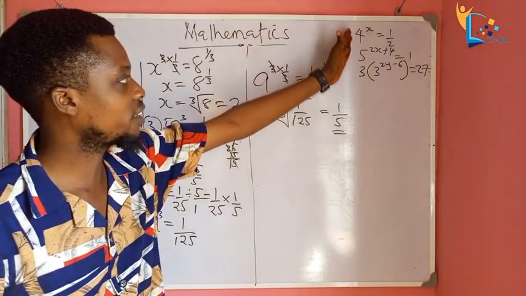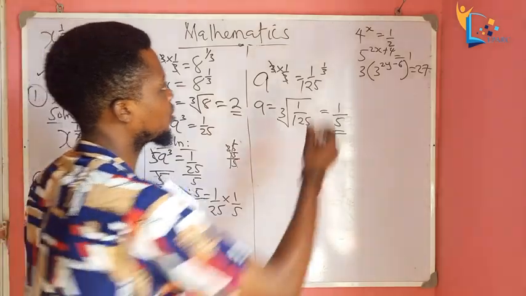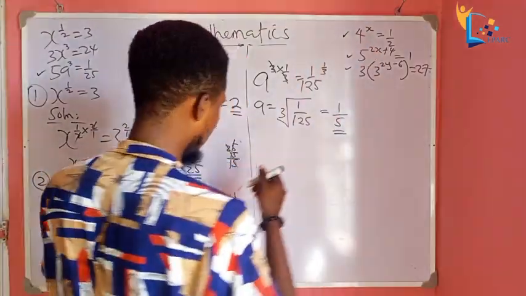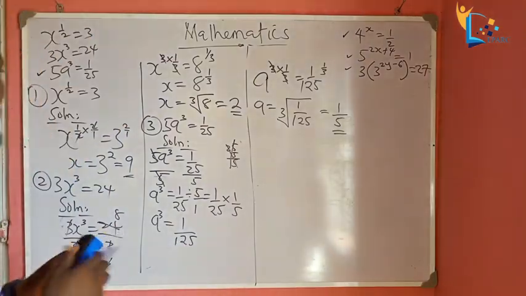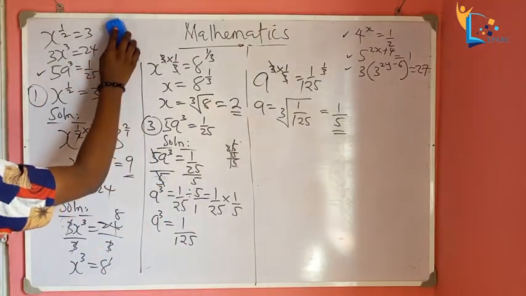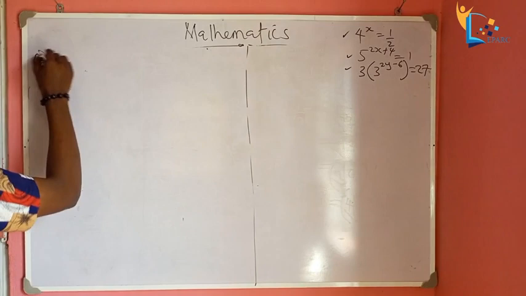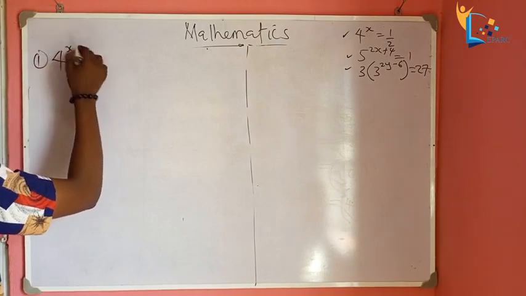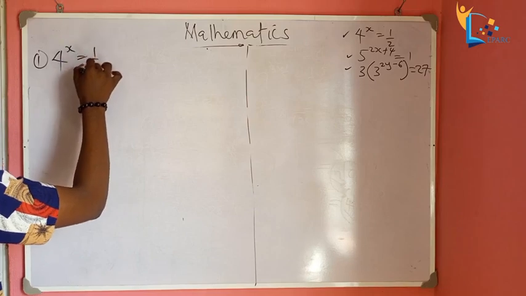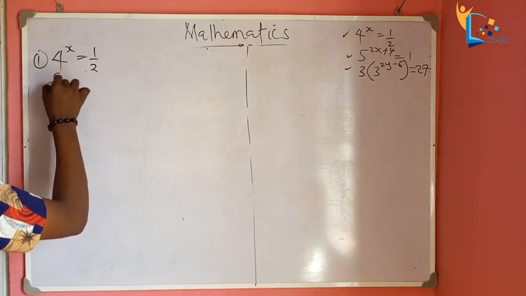Now let's solve this exponential equation. There are 3 of them. 1, 2, 3. There are 3 of them. So I'll quickly wipe off this. So number 1, we have 4 raised to the power x equal to 1 over 2. Now the solution.